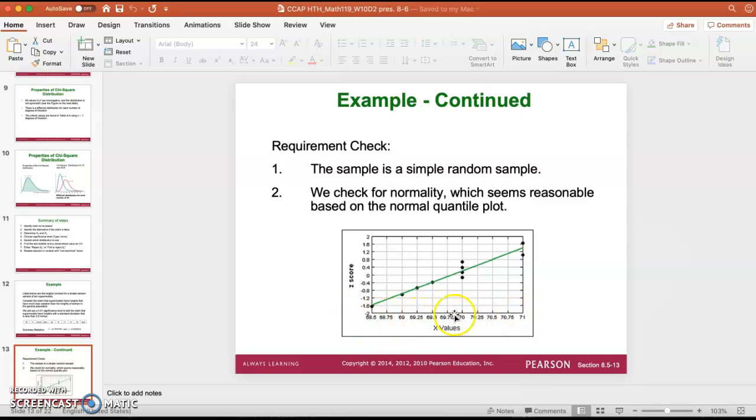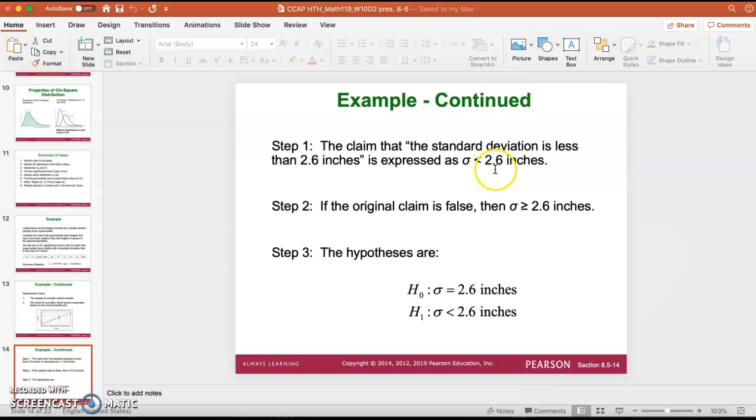Along this x-axis are the actual heights of all supermodels, and the z-scores along the vertical axis are kind of what the z-scores should be based on how many data values there are. These points roughly follow a straight line, so it'll be enough to say that it looks like we're working with a normal population. So we can continue with our hypothesis test.